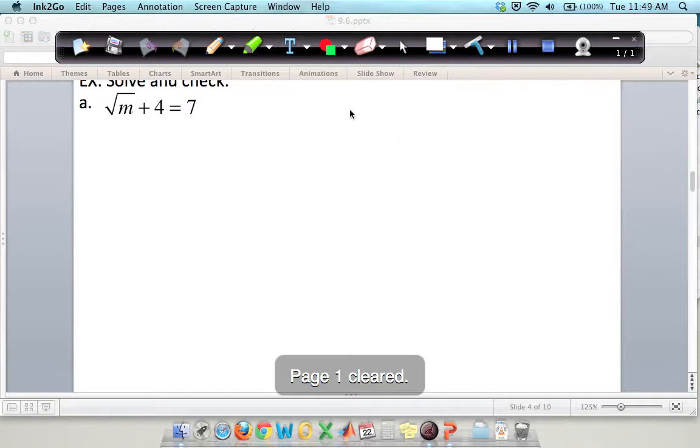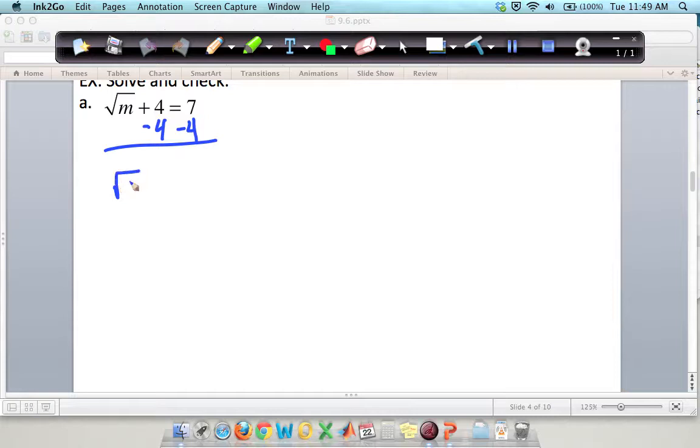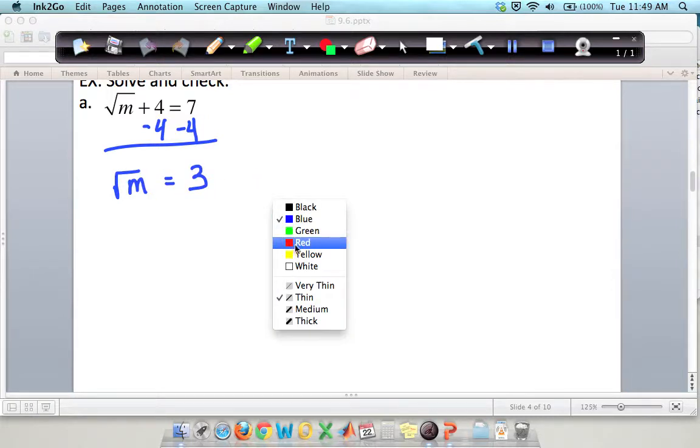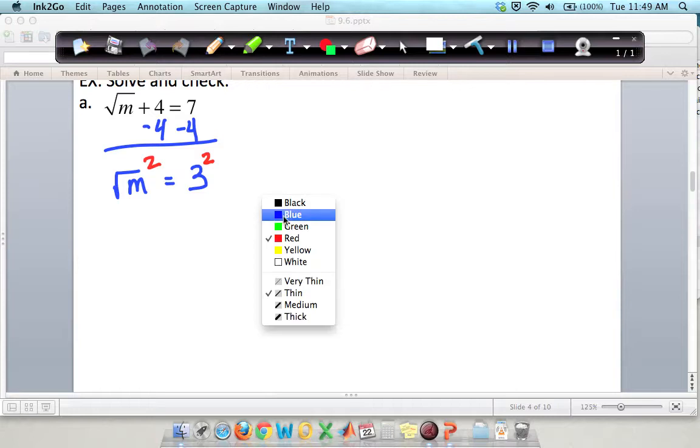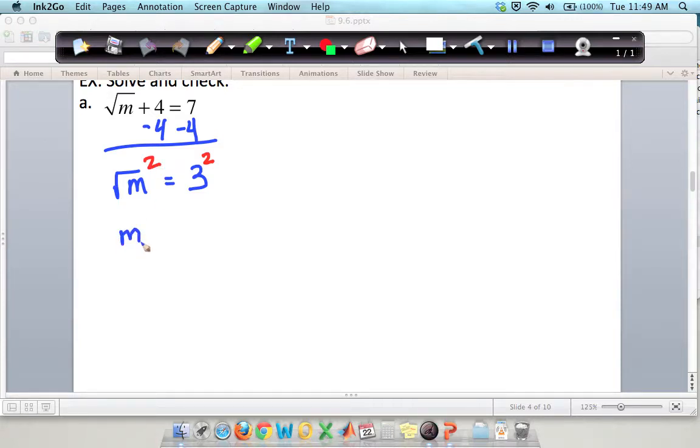Okay, so let's practice. Square root of m plus 4 equals 7. To solve, first thing I want to do is isolate the radical. So I'm going to subtract the 4 from both sides of the equal sign, and we get the square root of m equals 3. Now that the radical is by itself, I can get rid of the square root by squaring both sides. Remember, whatever you do to one side, you have to do to the other side. The square root and the squared cancel, and I get m equals 9.